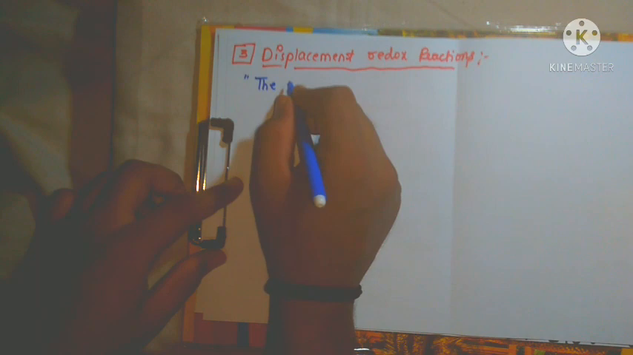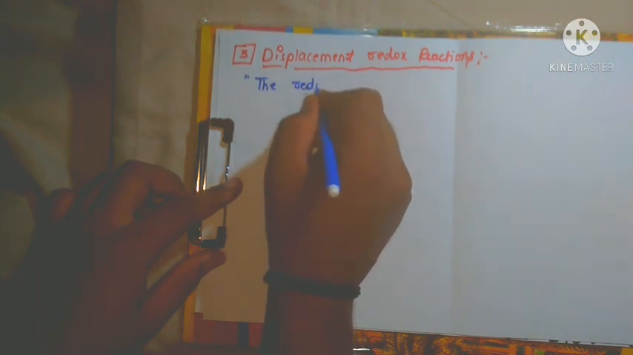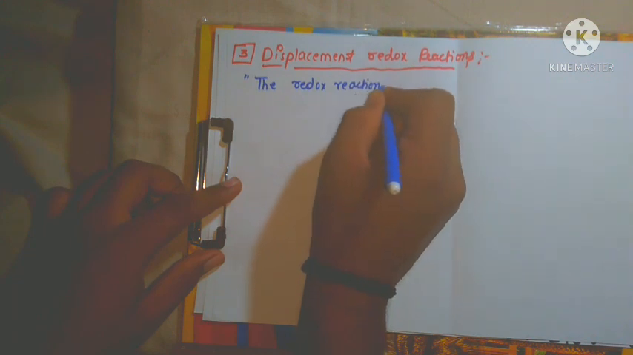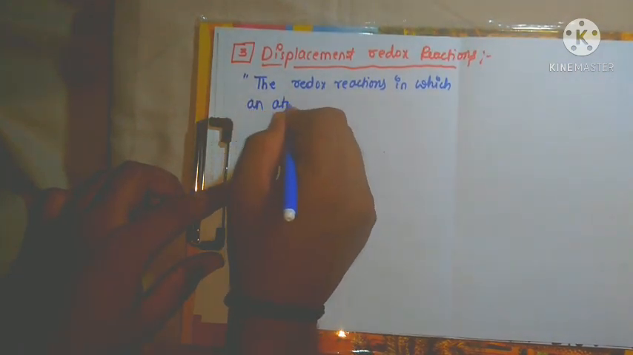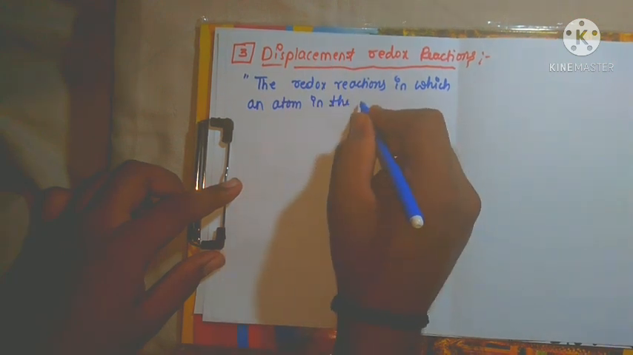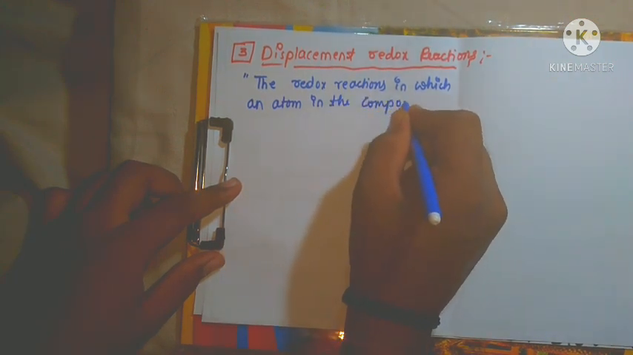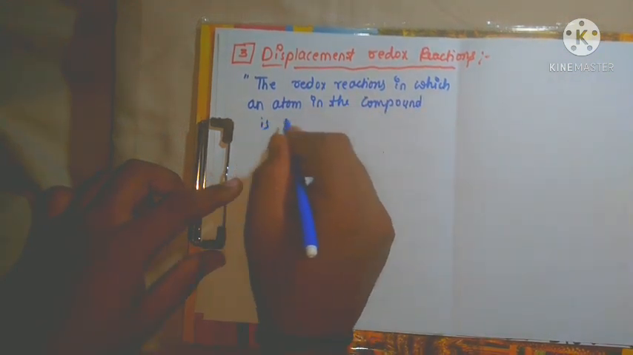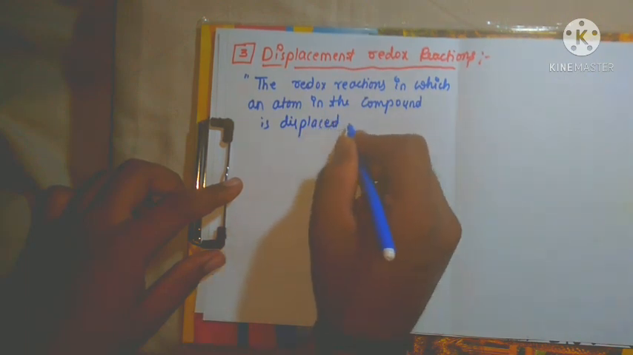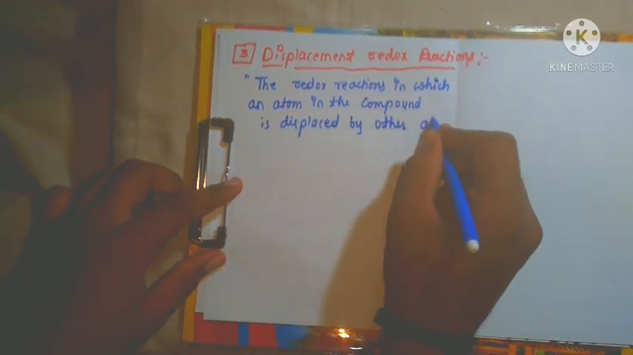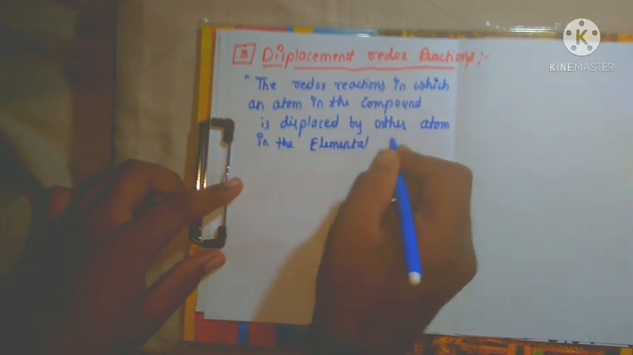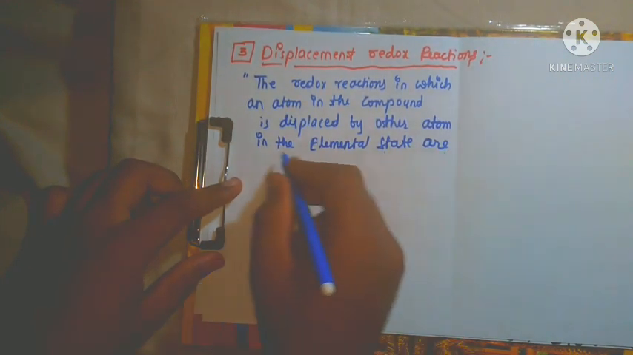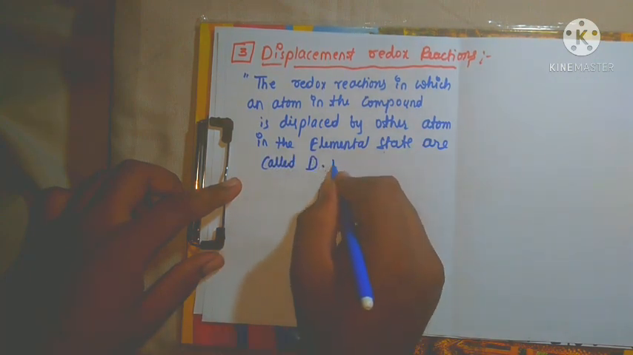Definition: the redox reactions in which an atom in the compound is displaced by another atom which is in the elemental state are called displacement redox reactions.